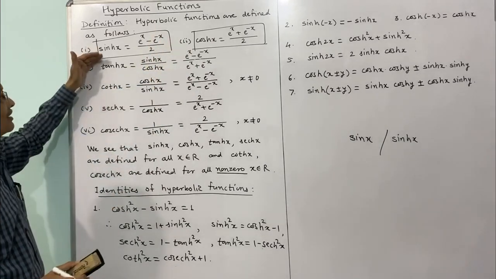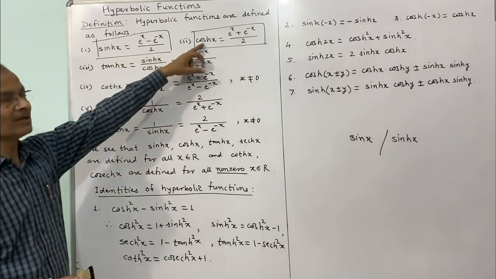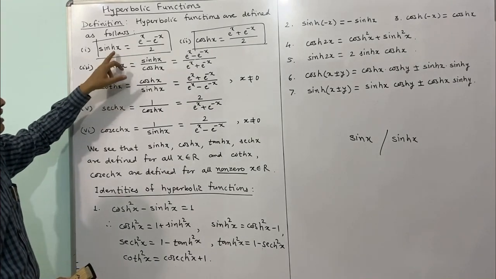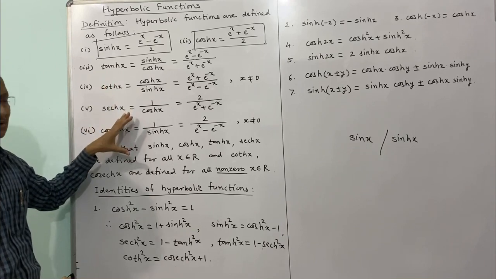So thus these are the definitions. Among these 6 definitions we have to remember only these two, because the others can be written in terms of hyperbolic sine and hyperbolic cos, like the circular functions.